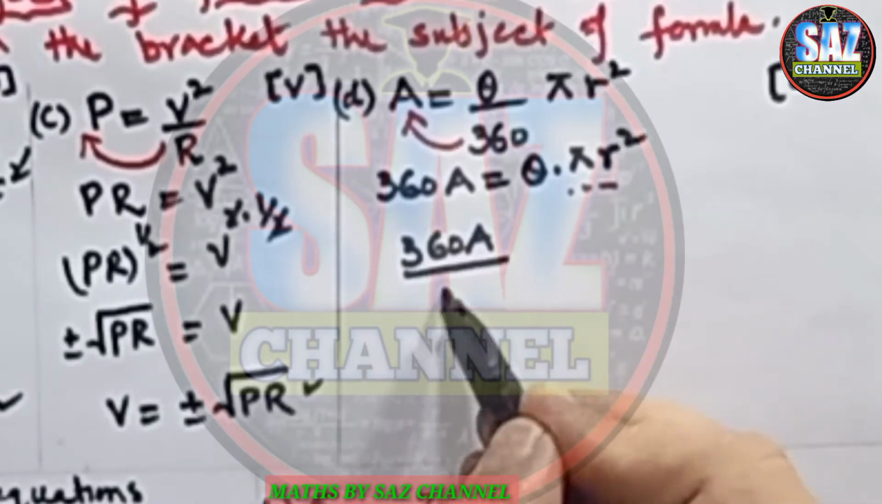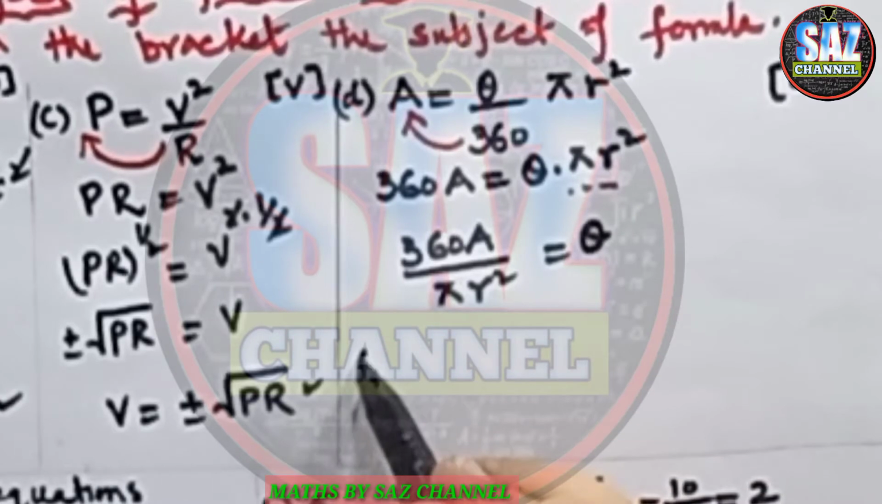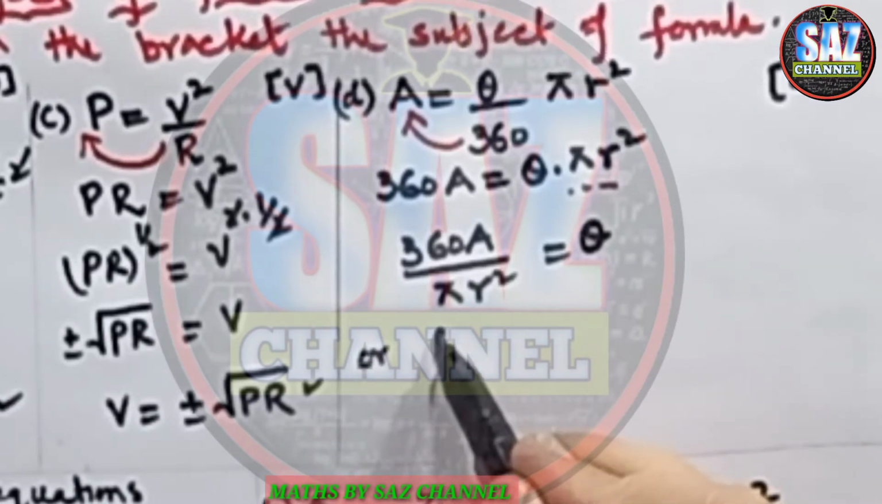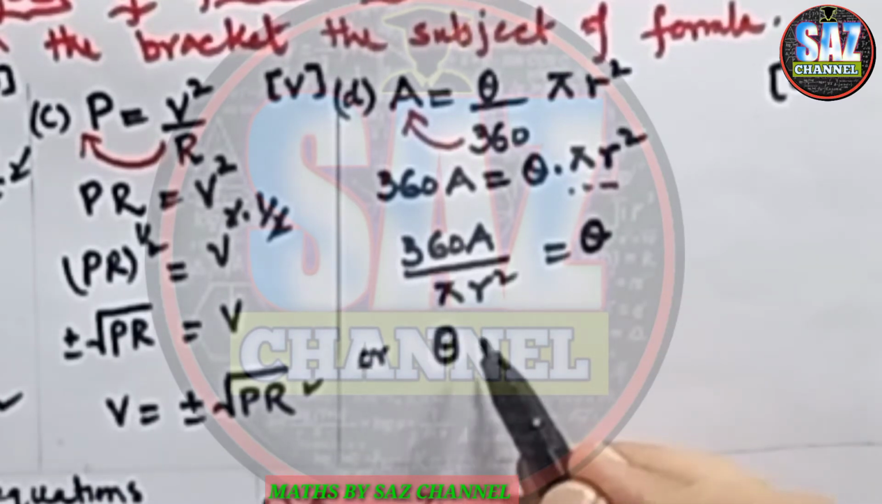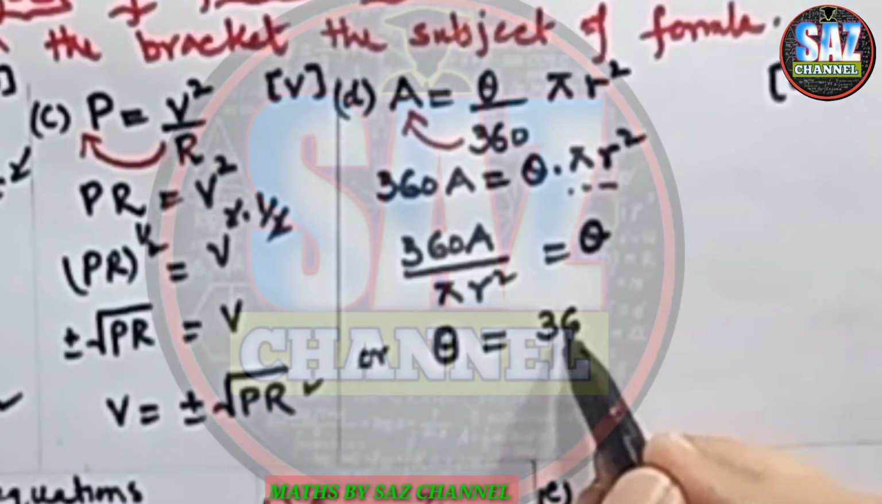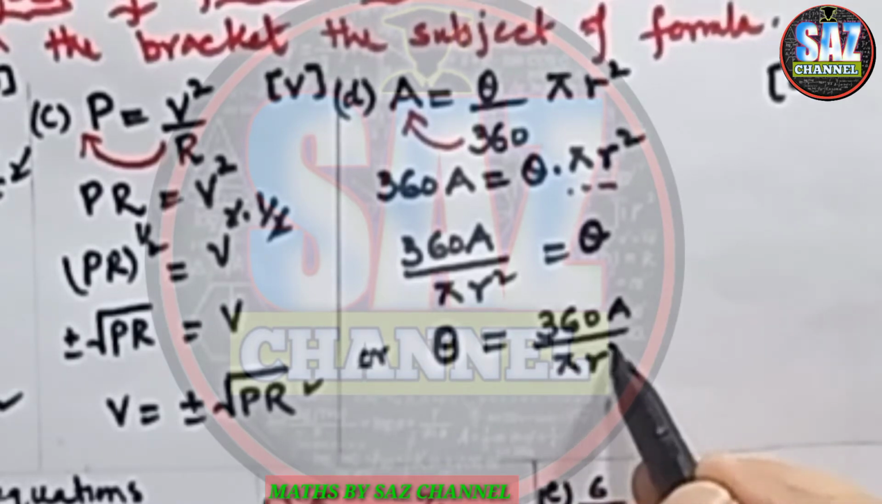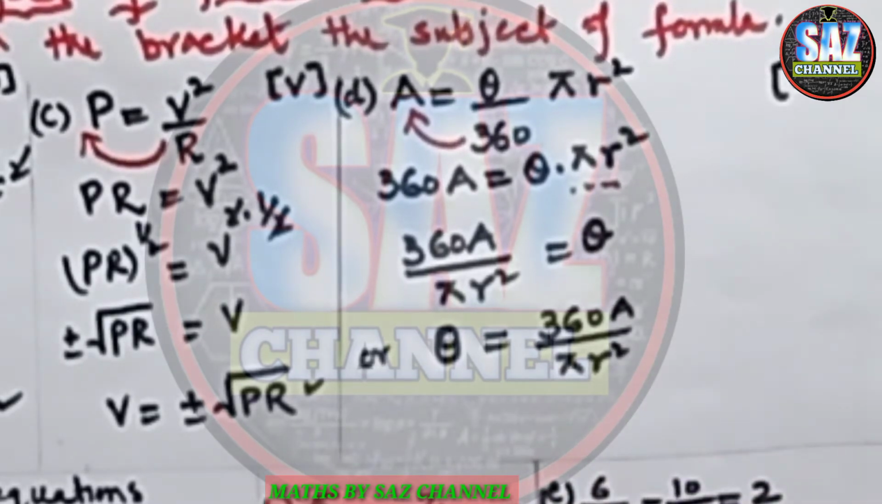360a upon pi r square equals theta. Preferably I have to give my answer with the subject of the formula on the left hand side, so I can write theta equals 360a upon pi r square. I hope these questions are really easy. You can understand these questions easily. Now let's move to the next question.